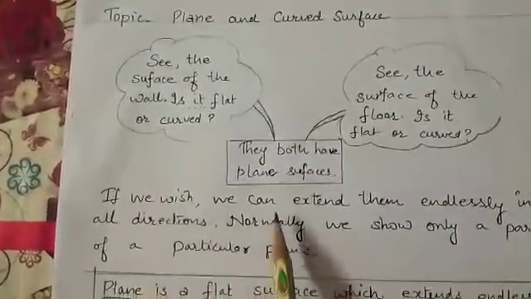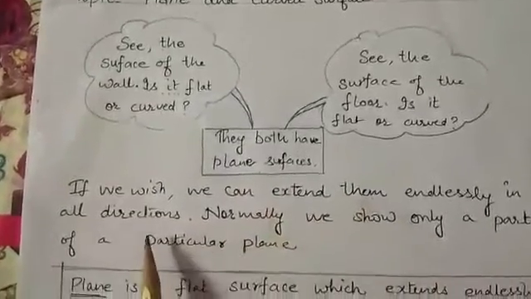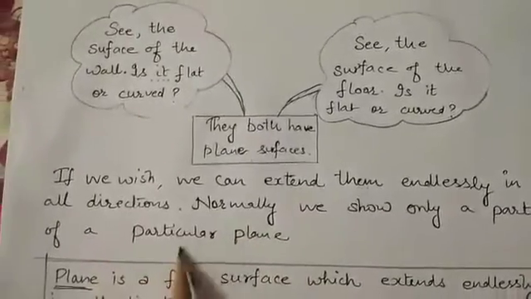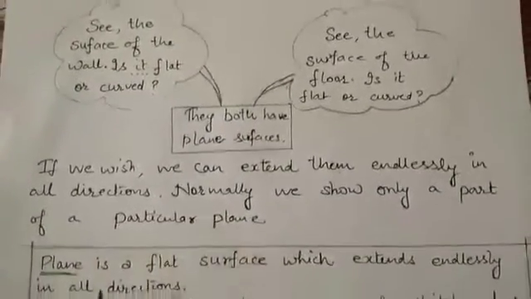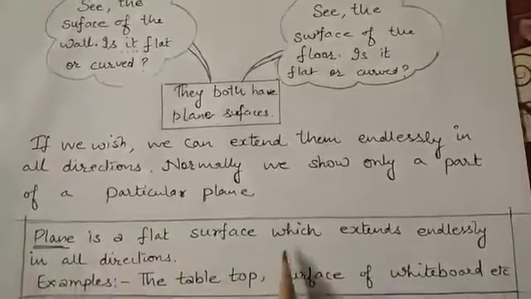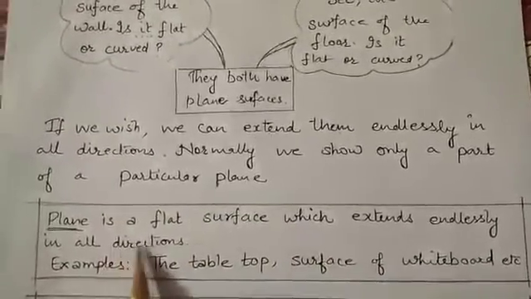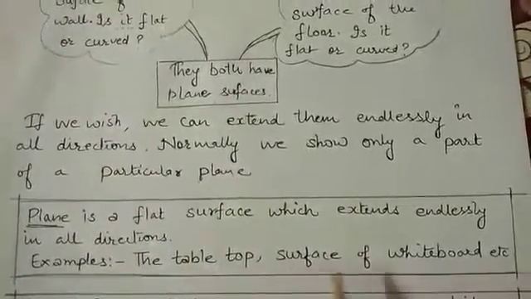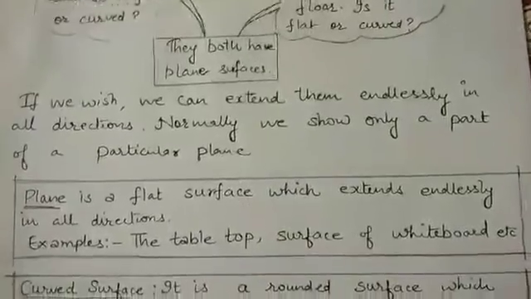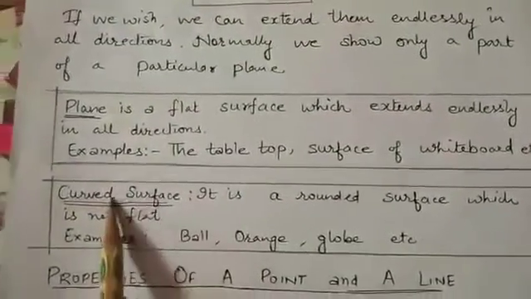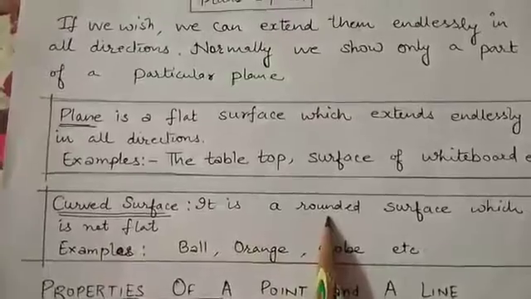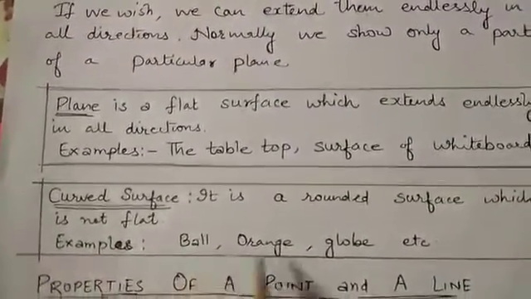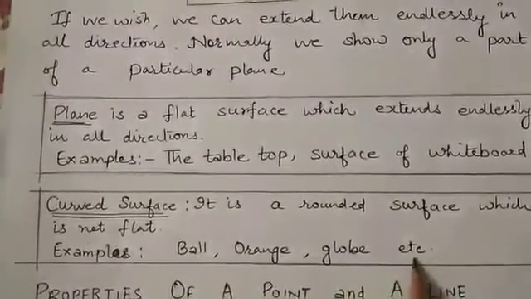If we wish, we can extend them endlessly in all directions. Normally, we show only a part of a particular plane. So, what is a plane? A flat surface which extends endlessly in all directions. Examples: tabletop, surface of whiteboard, and so many examples are there. Now, curved surface. It is a rounded surface which is not flat. Example: ball, orange, globe, etc.